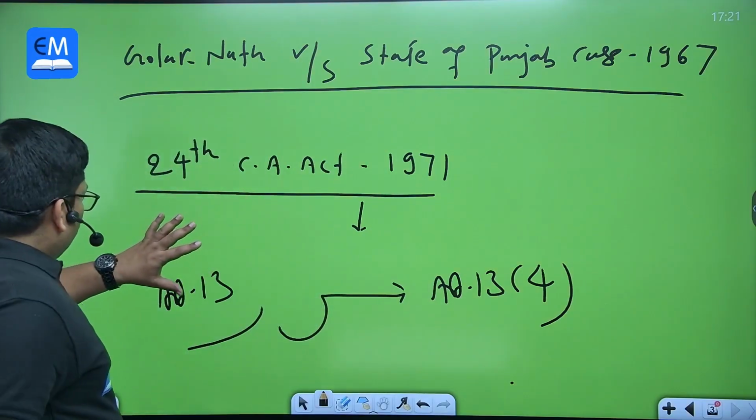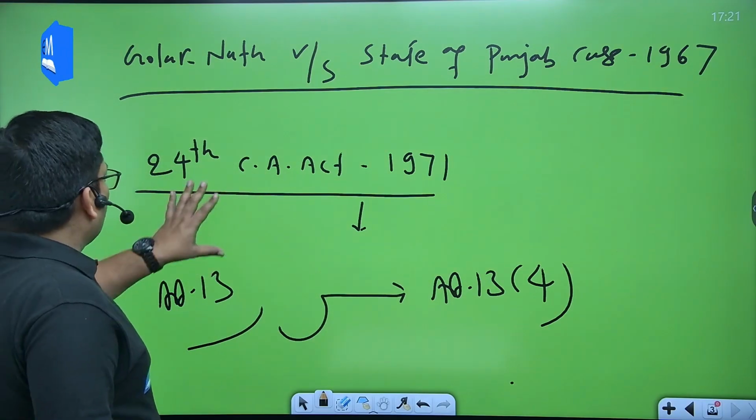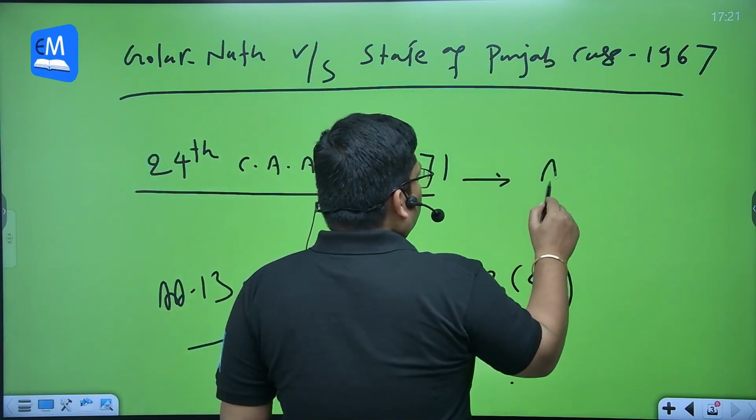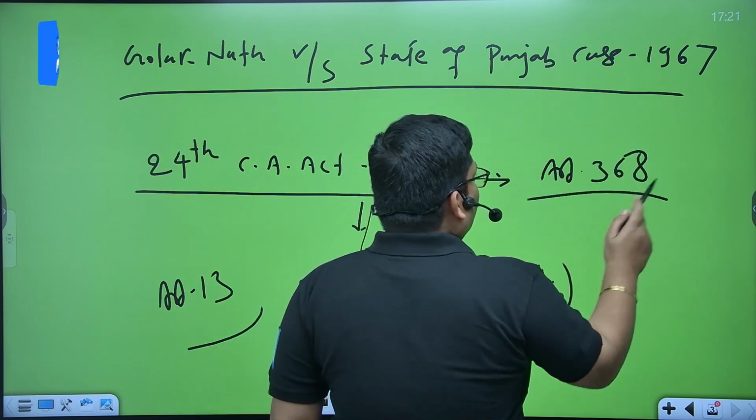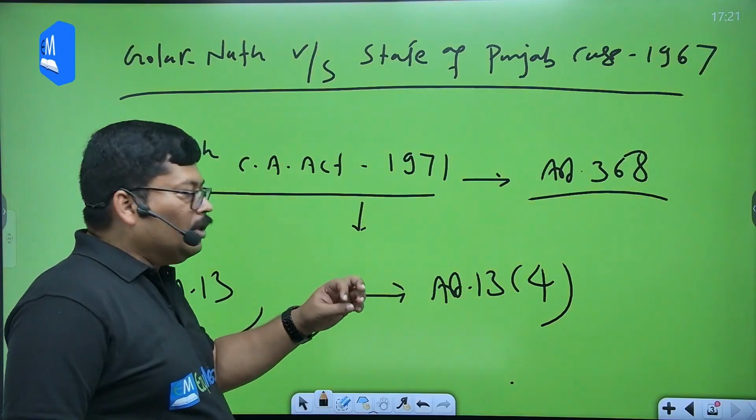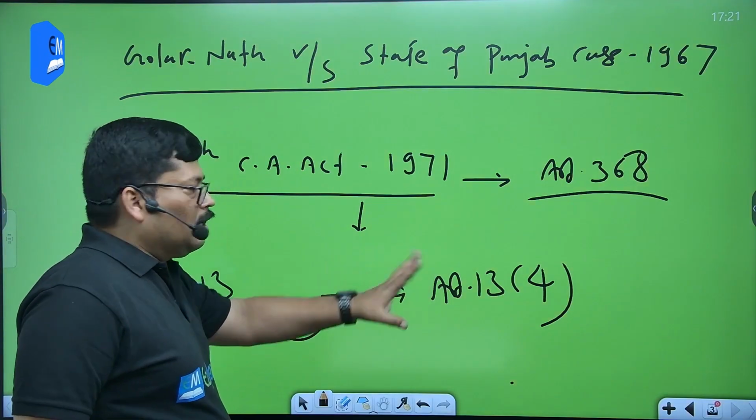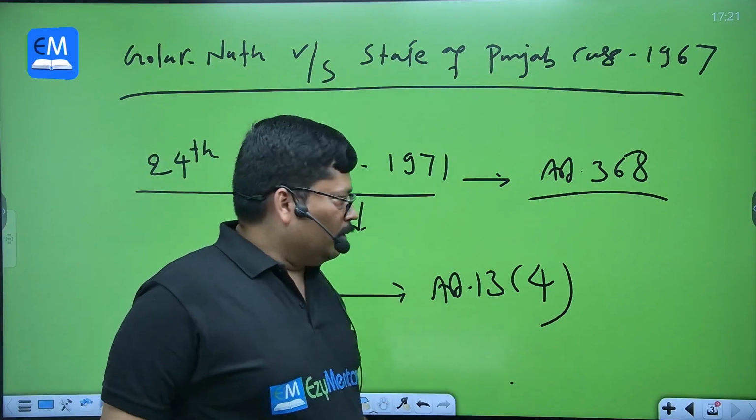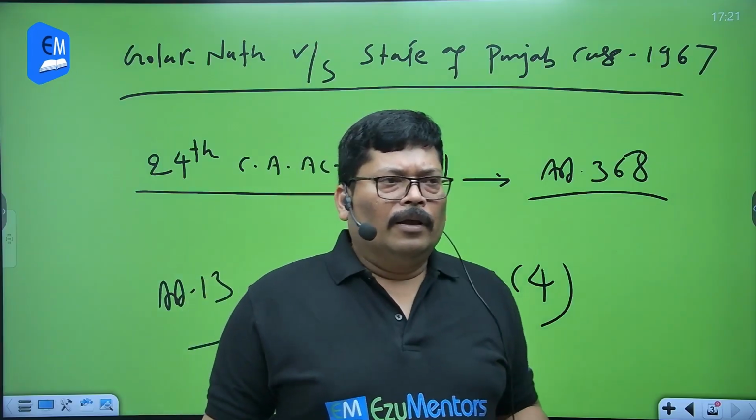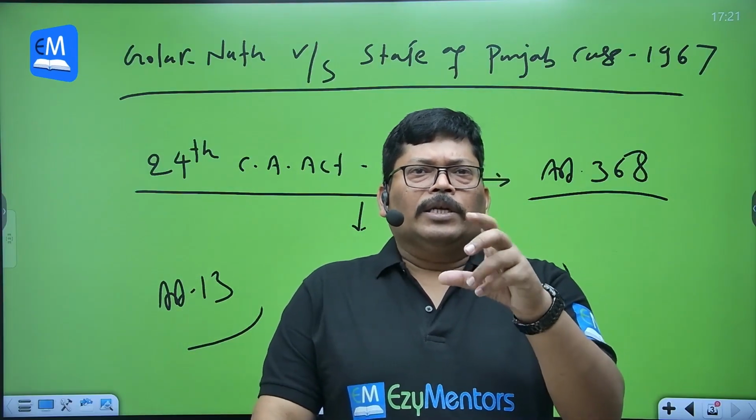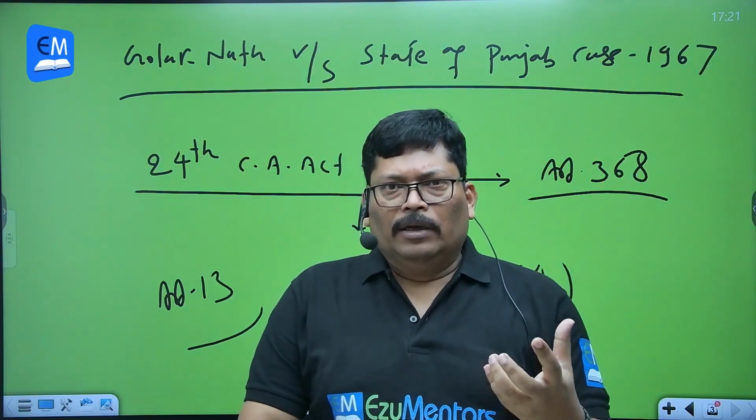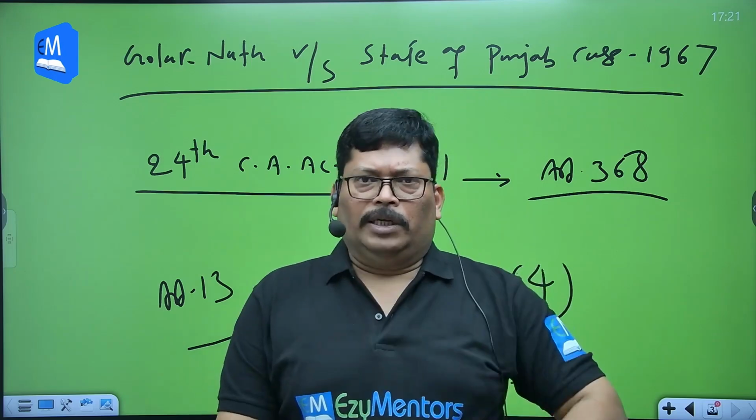So two broader changes were caused through the 24th Constitutional Amendment Act. One was across Article 368, by getting its title changed, and second was the incorporation of a new clause under Article 13 in the form of Article 13 clause 4. And Article 13 clause 4 clearly mentions that whatever has been discussed across the previous clauses in Article 13 has nothing to do with the constitutional amendment under Article 368.